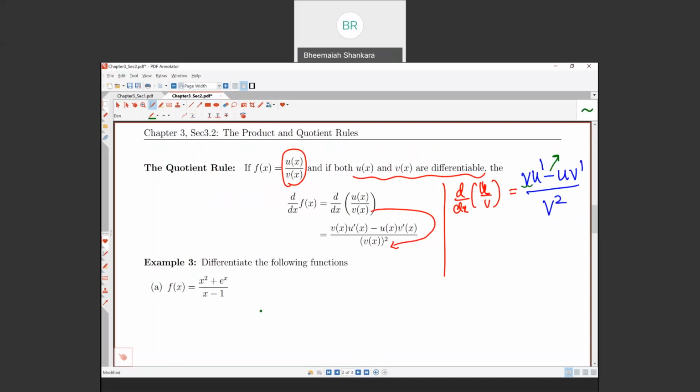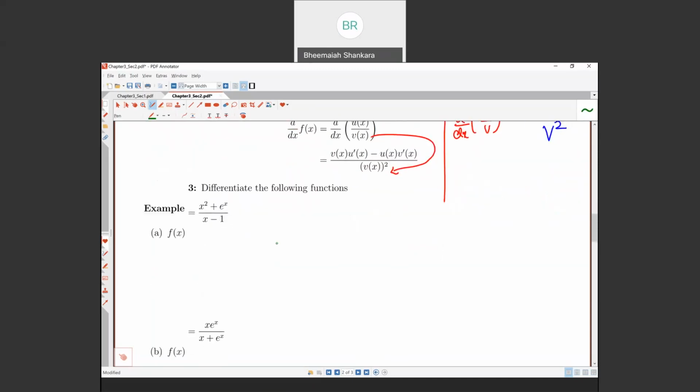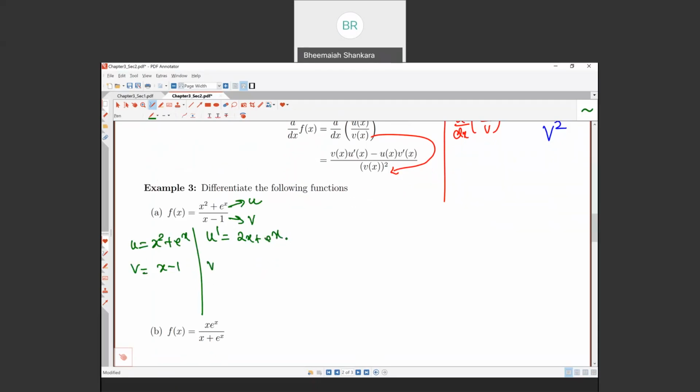So let's do the quotient rule for this given function. Differentiate the following function. So the numerator is your function u and the denominator is the function v. So let me write u is x squared plus e to the x. V will be x minus 1. So now let's derive: u prime is 2x plus e to the x and v prime is just 1.